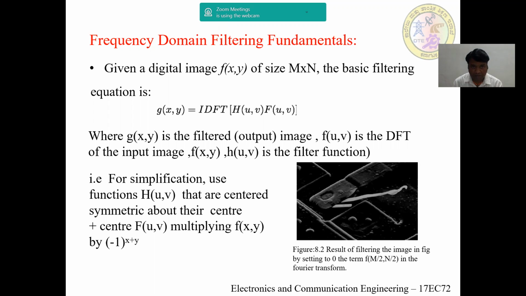For simplification, use functions H of mu comma v that are centered symmetric about their center, by multiplying f of x comma y by minus 1 to the power of x plus y. The figure is a result of filtering the image by setting to 0 the term F of M by 2 comma N by 2 in the Fourier transform.